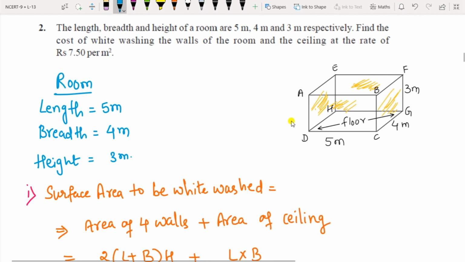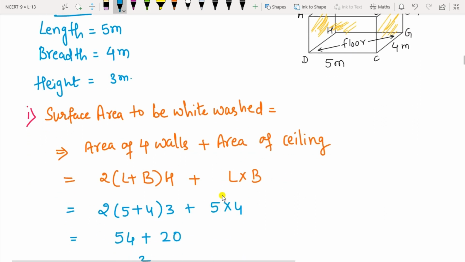Second is here, the length, breadth and height of a room are 5, 4 and 3 respectively. Find the cost of whitewashing the walls of the room and the ceiling at the rate of 7.50 per meter square. Now here you are whitewashing the ceiling but not the floor. So this is the floor, so you have to leave the floor here. So adding all the 4 walls along with the ceiling, the surface area to be whitewashed is area of 4 walls plus area of ceiling.